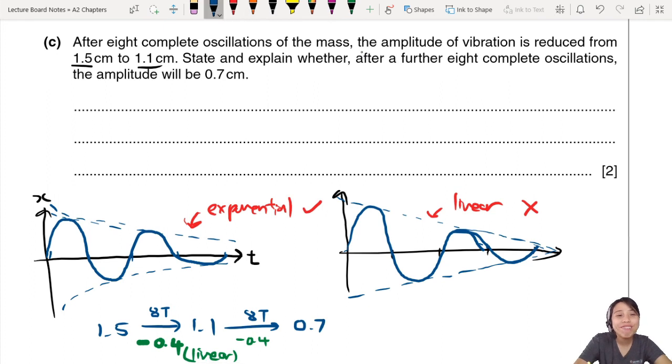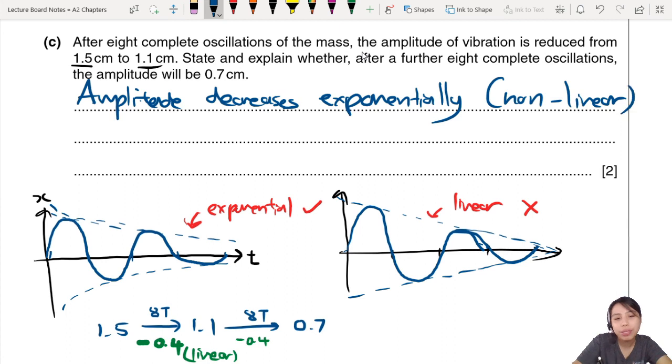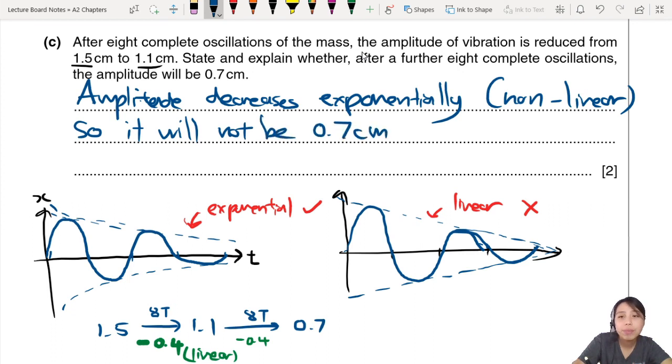So how do we explain that? So we can say, amplitude decreases exponentially. That's the word you want to use. Exponentially. Or non-linear. Which they propose is negative 0.4 each time you decrease. No, that is linear. Non-linear. So, it will not be 0.7 cm after 8 oscillations.